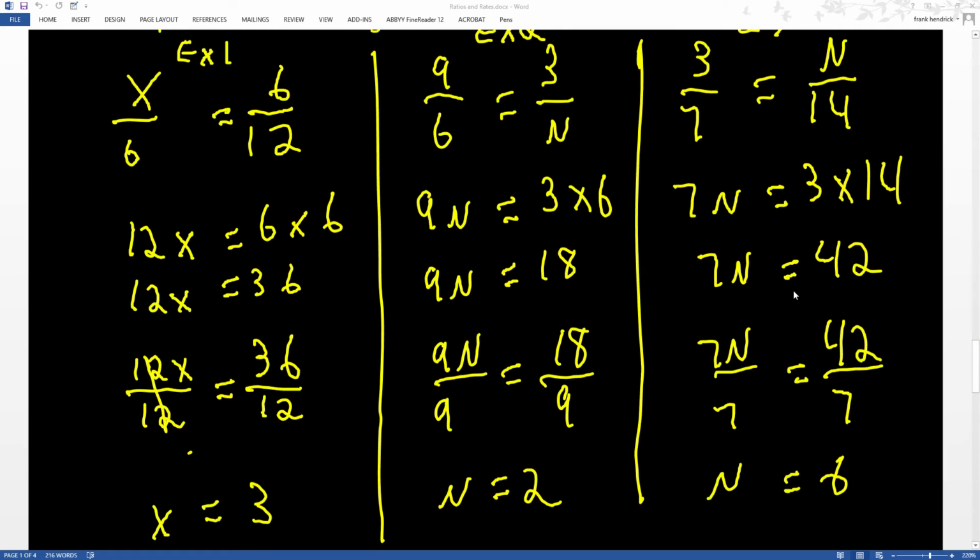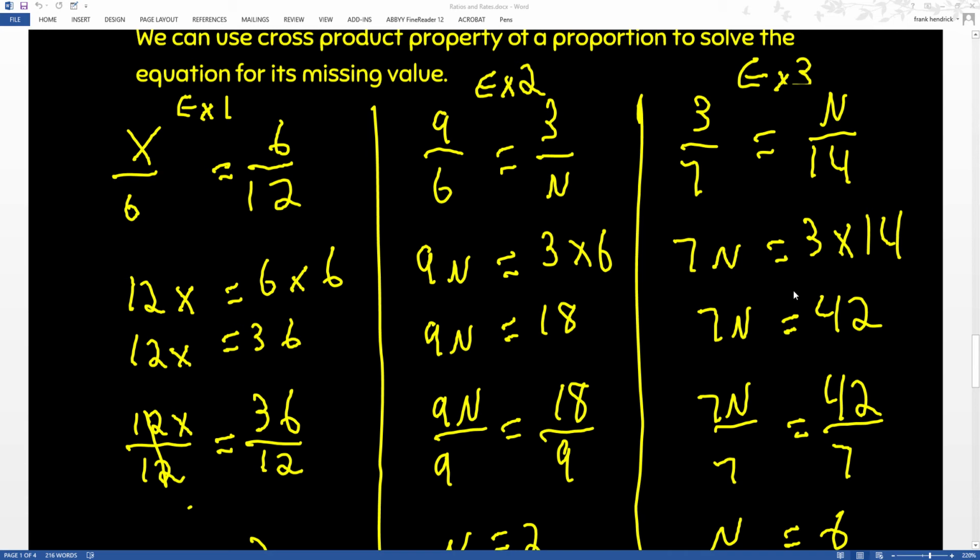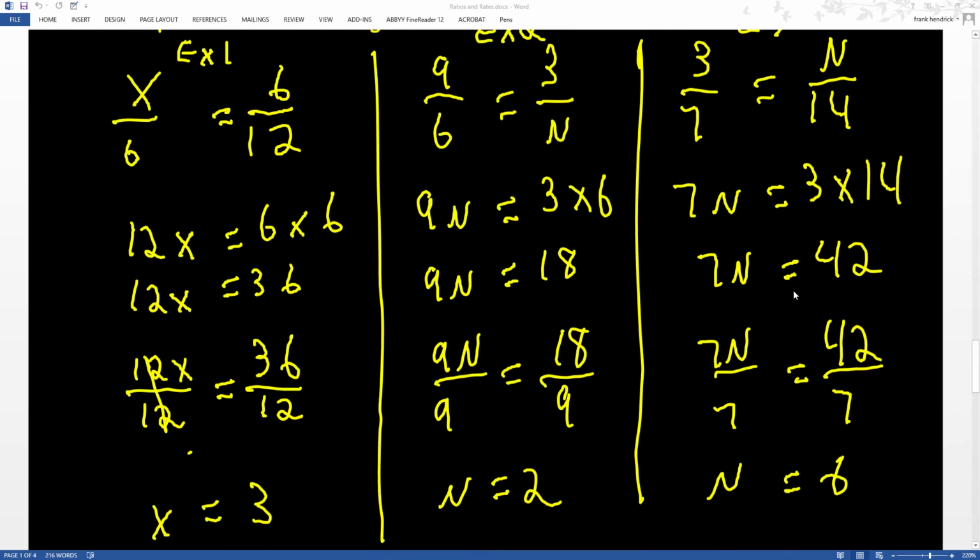Another one here. I have 9/6 is the same thing as 3 over n. My cross products will be 3 times 6, and 9n. n is being multiplied. The opposite of multiplication is dividing. So I'll be dividing both sides by 9. And 18 divided by 9 is 2.